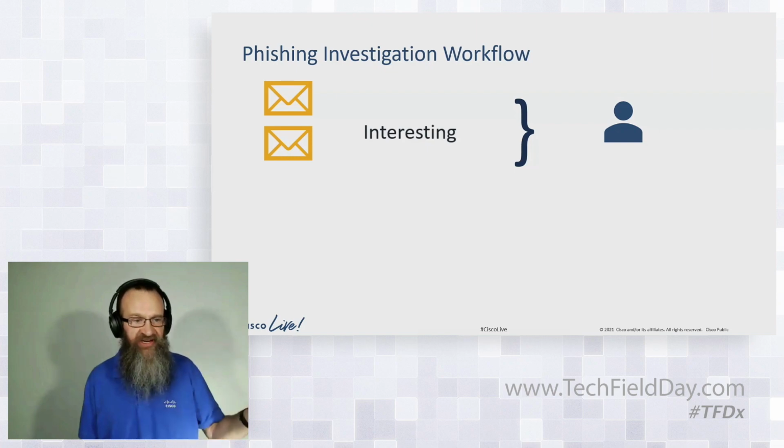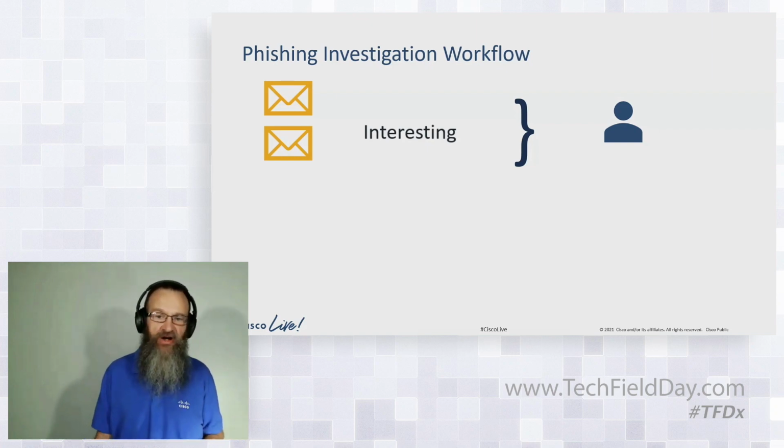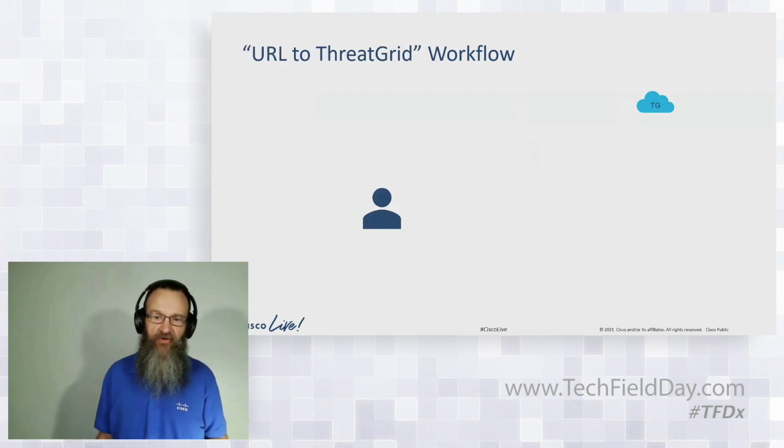It's triggered off of the receipt of an email into an email inbox that you configure in the workflow. This is the inbox you're going to watch. And then it takes care of that portion, a large portion, of the manual labor involved in manning or attending to that inbox. The other one I want to talk about is the URL to ThreatGrid workflow.